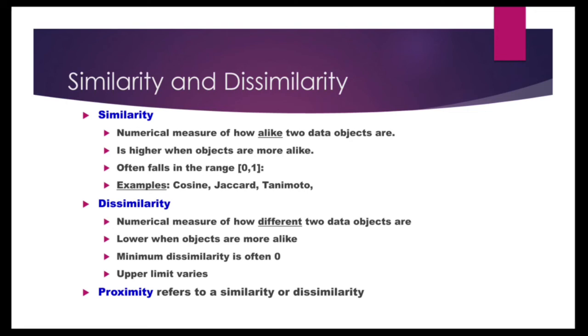Now, we are moving on to dissimilarity. It is a numerical measure of how different two data objects are. It will be lower when objects are more alike. The minimum dissimilarity is often 0, and its upper limit varies. Proximity refers to either similarity or dissimilarity.